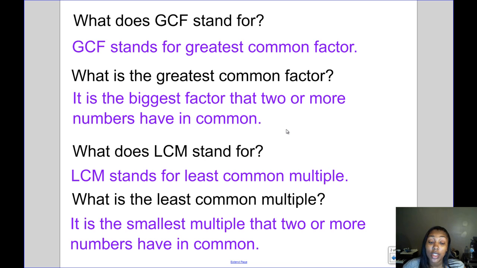And then what does LCM stand for? It stands for the least common multiple. And what is the least common multiple? It's the smallest multiple that two or more numbers have in common.